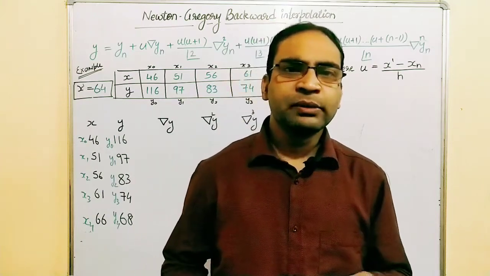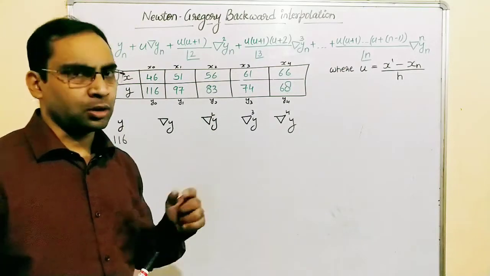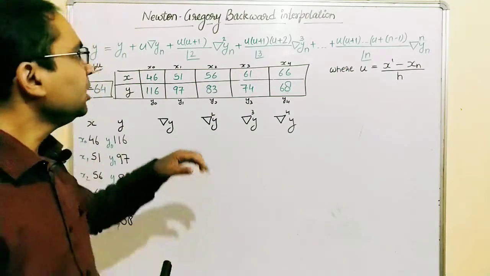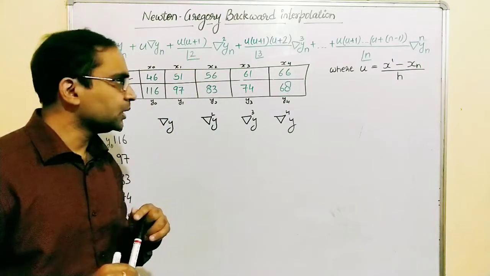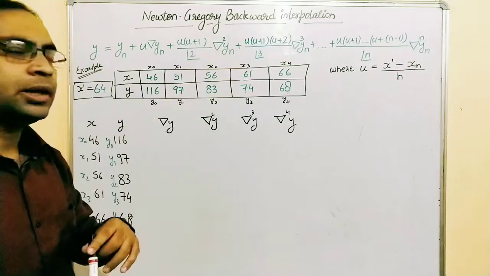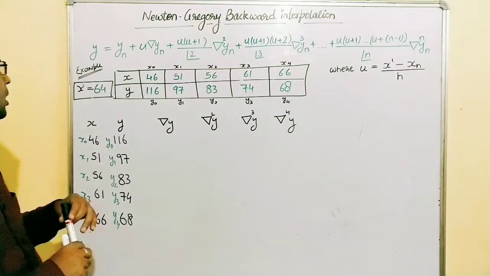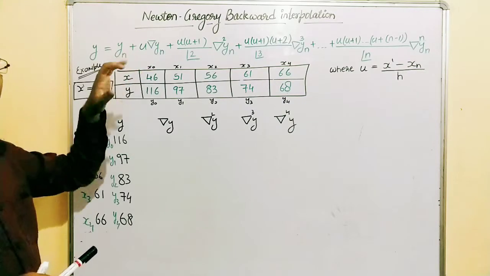In today's lesson, we will talk about Newton's Gregory backward interpolation formula. In the previous lesson, we had seen Newton's Gregory forward interpolation formula. So let's see what the formula for the Newton's Gregory backward interpolation is. While comparing this formula with the forward interpolation, we need to note two things.